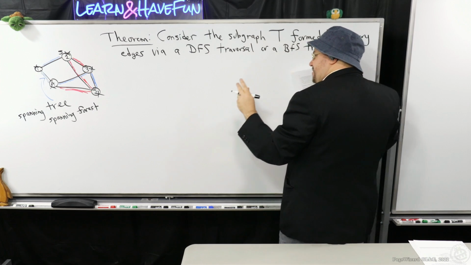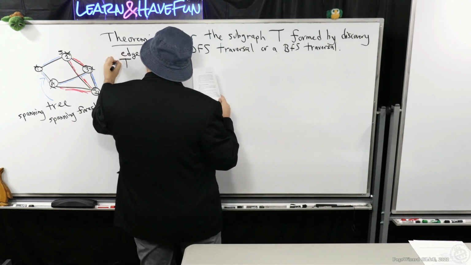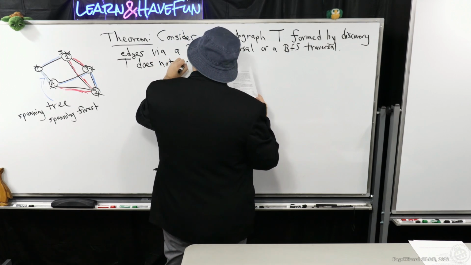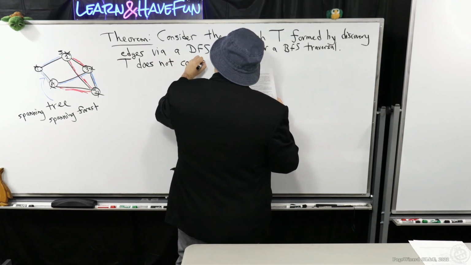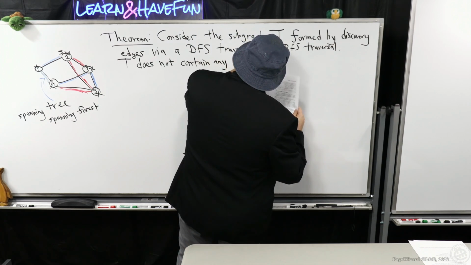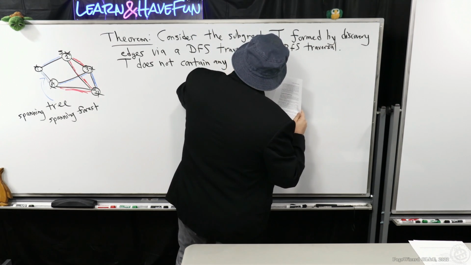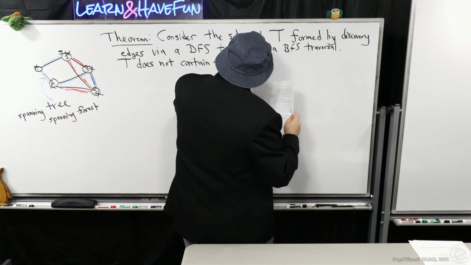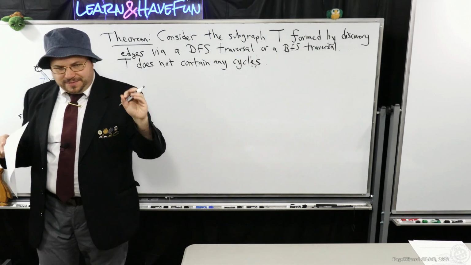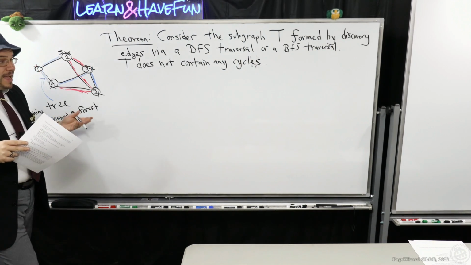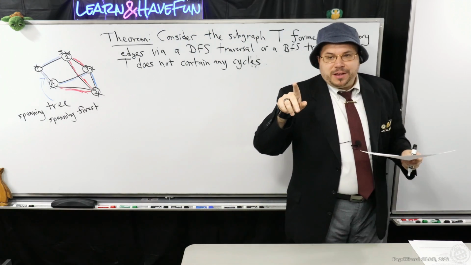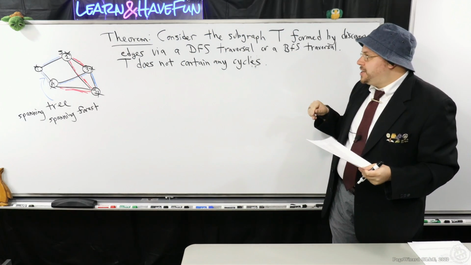So the claim is as follows, that T does not contain any cycles. It's acyclic. So you might ask, Dan, how the heck are we going to prove that? Now, we're going to pull up one of my best friends, proof via contradiction.